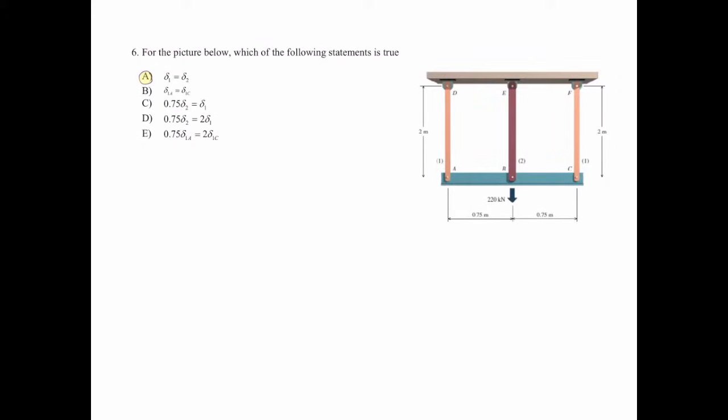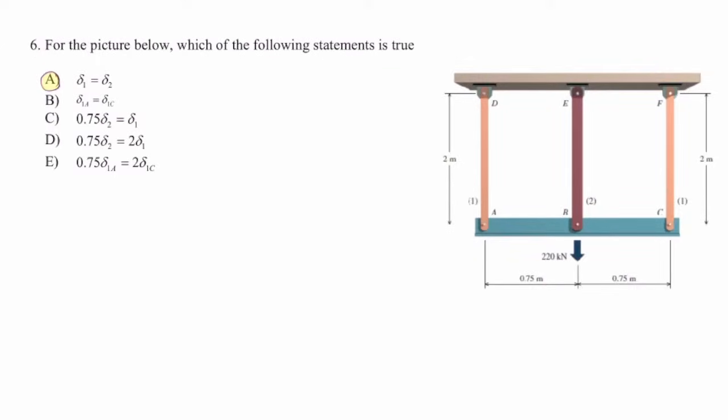And this one, okay, conceptual question. For the picture below, which of the following statements is true? It actually looks for the relation between deformations of different rods. In this system, there are 2 facts. First, the system is symmetric. So when I pull it down, it is not tilting, it is not rotating. The structure is symmetric. Second, there is not any gap. As long as there is no gap and the section is symmetric, delta 1 is equal to delta 2. So option A.